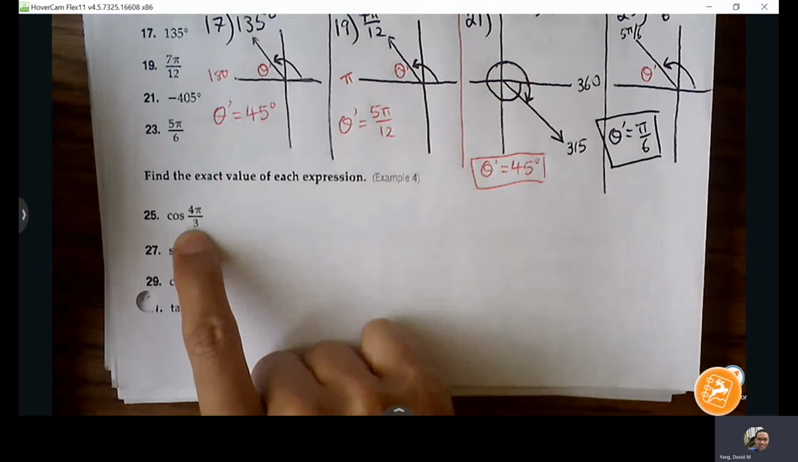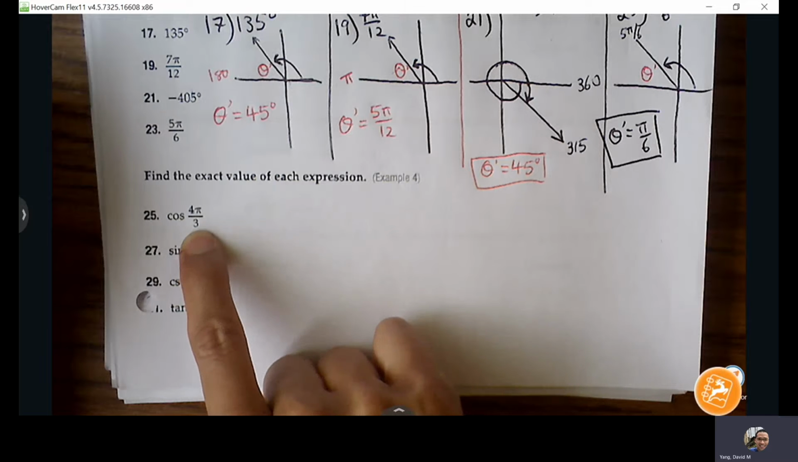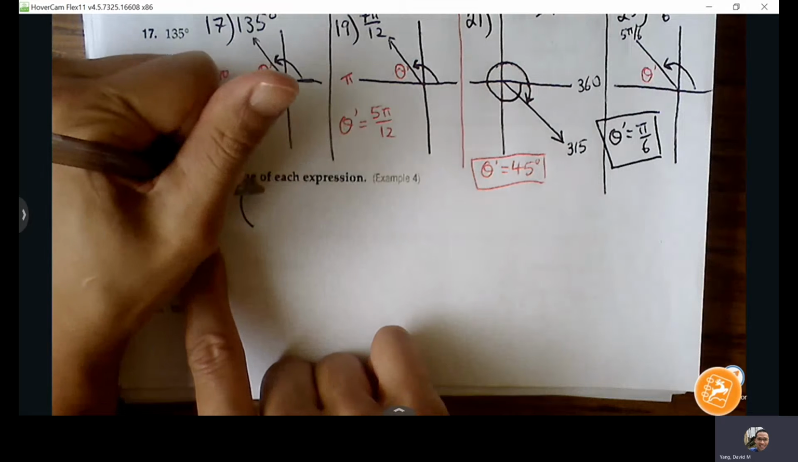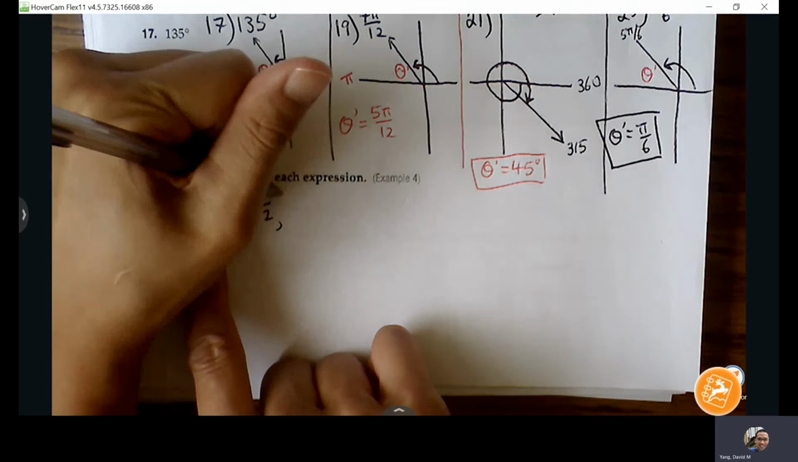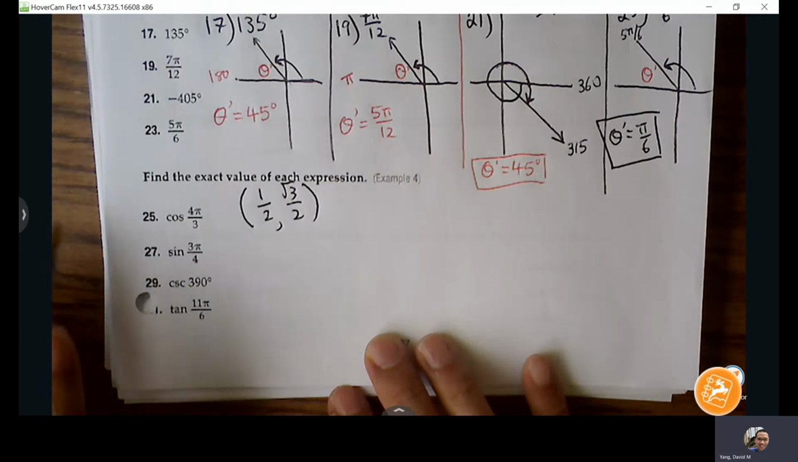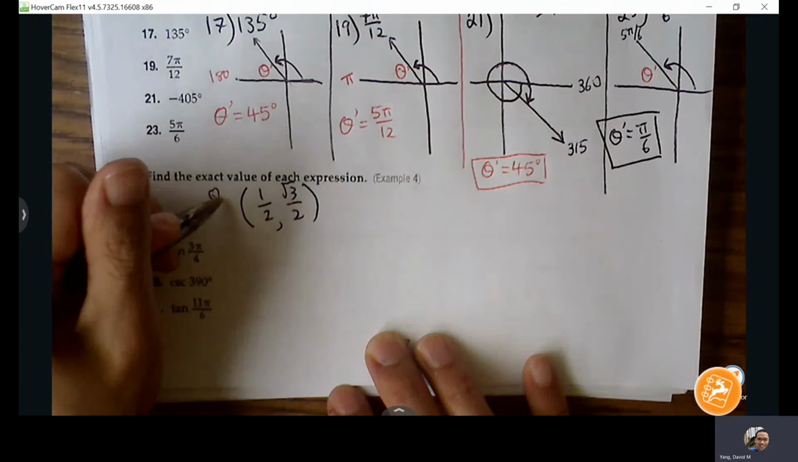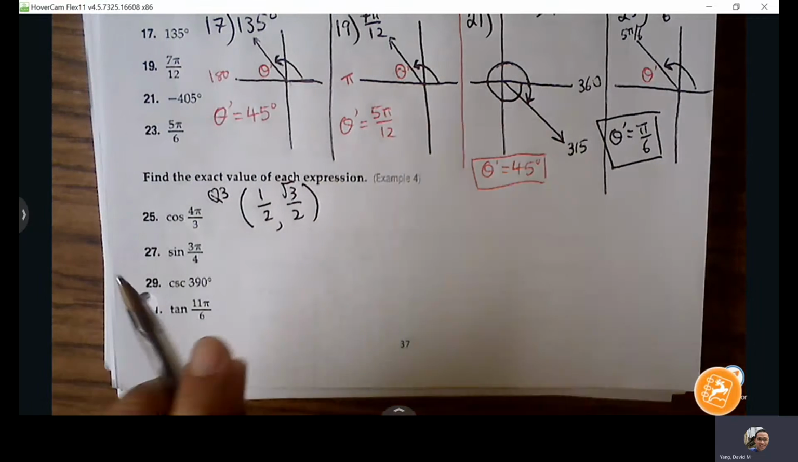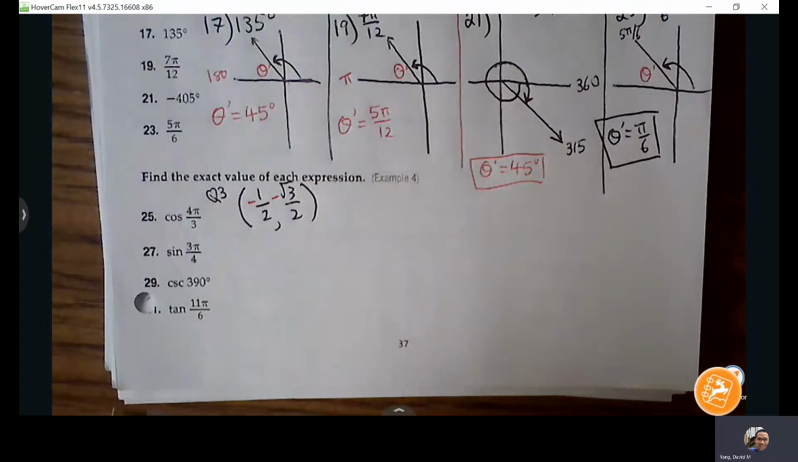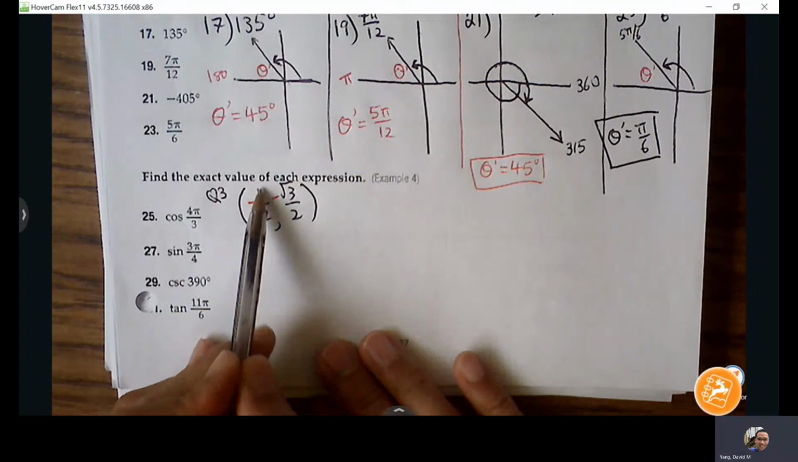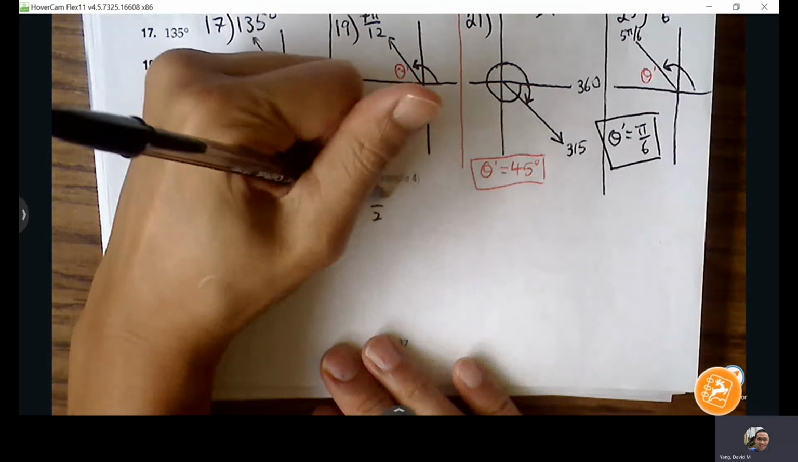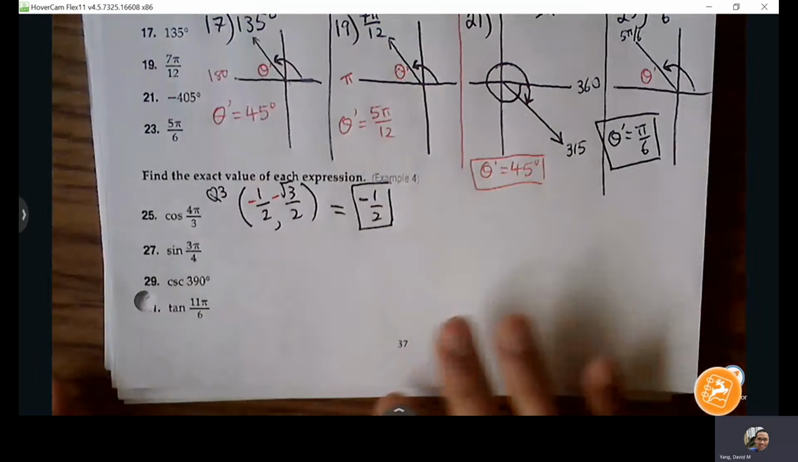Cosine of 4 pi over 3. I know this is in the pi over 3 family. I know my ordered pair is going to have these numeric values. But if I'm in the third quadrant, I know my ordered pairs are both going to be negative. I know my cosine is the x value, so therefore the answer is negative 1/2.